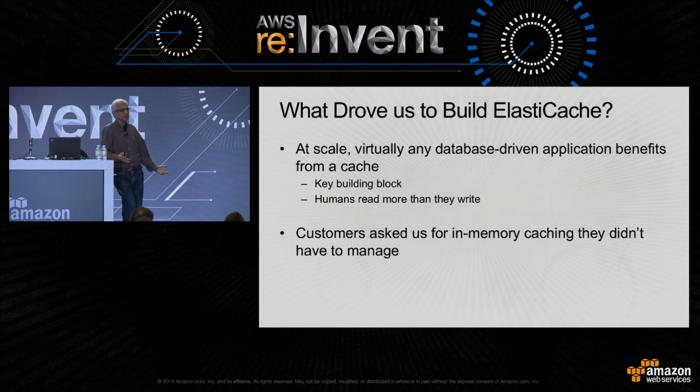And we felt that, because humans read more than they write, read is more important for databases in today's world. I think it's going to change with Internet of Things, where people are going to write more than they'll read, because machines write more than they read. But in the human world, reading is more important, and therefore caching is critical for all databases.